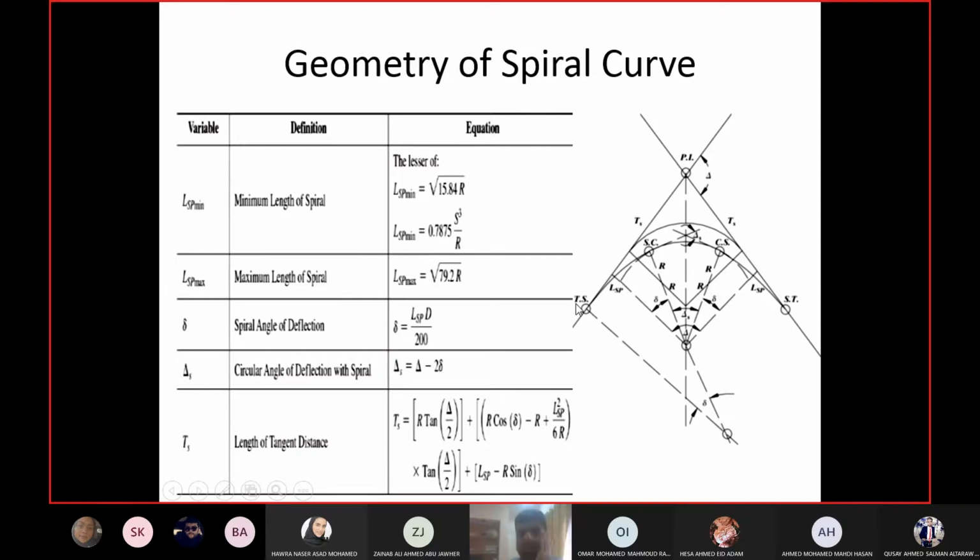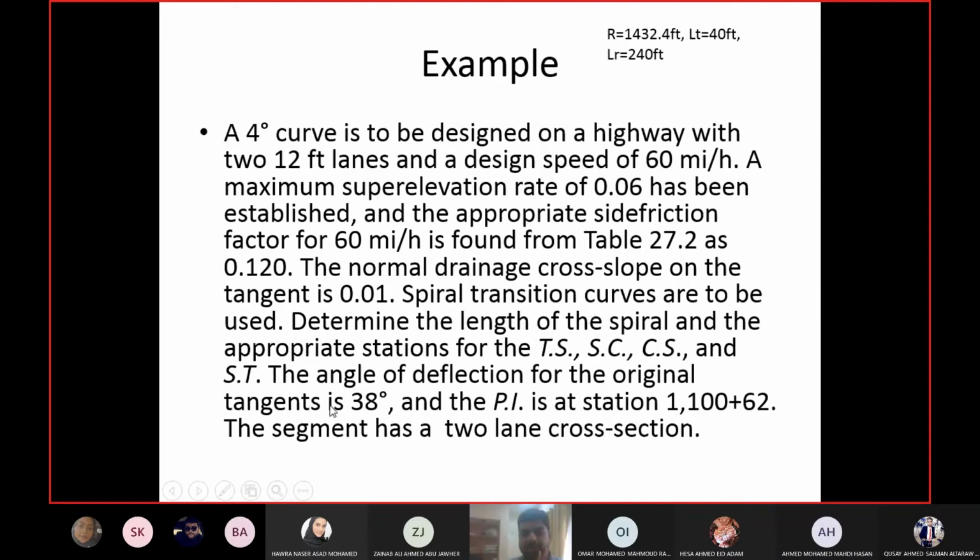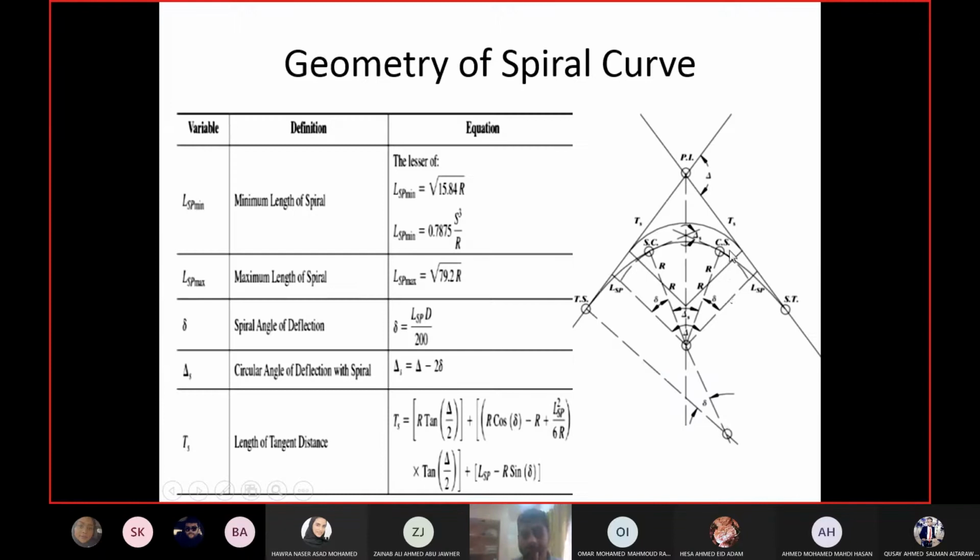So I need to calculate TS. In the question they have given me the station of PI and the delta at PI, the angle. I will start my calculations by calculating the first point from PI. TS, the first point of the spiral, is at a distance of the tangent length from PI. To calculate the tangent length, I will not use the equation of the circular curve, because this is a circular plus a spiral curve, so the tangent length cannot be calculated from the circular curve equation.